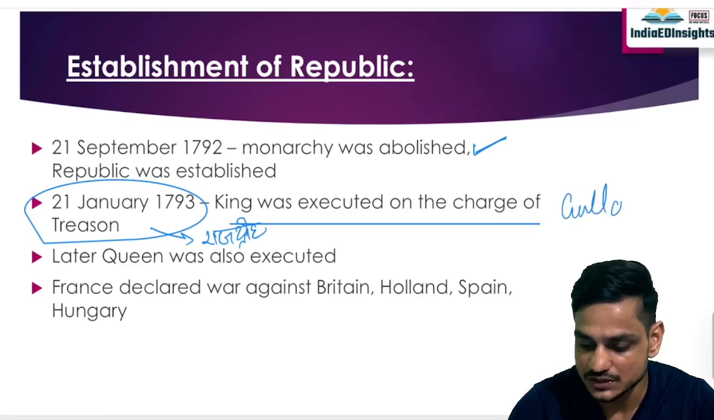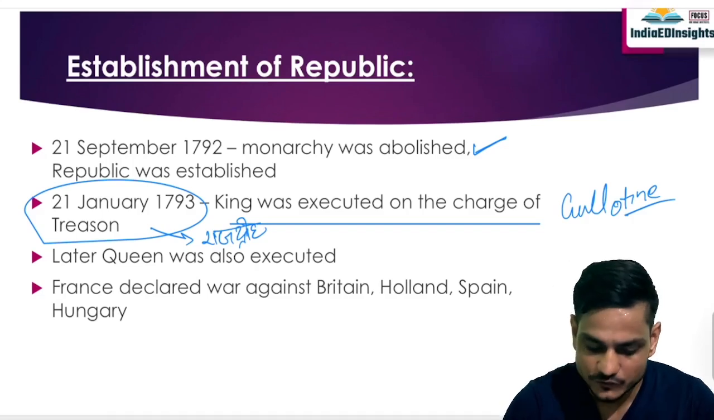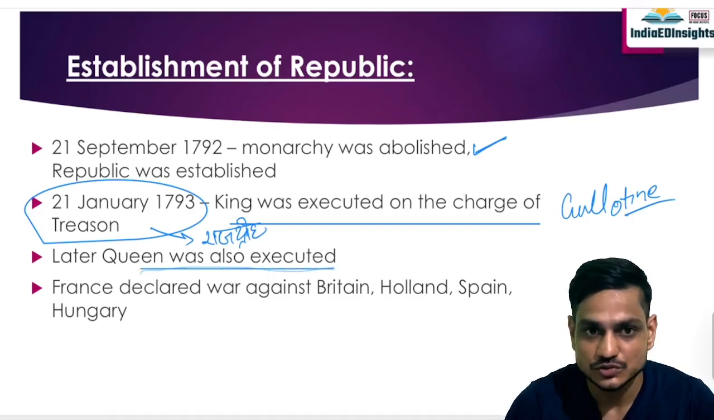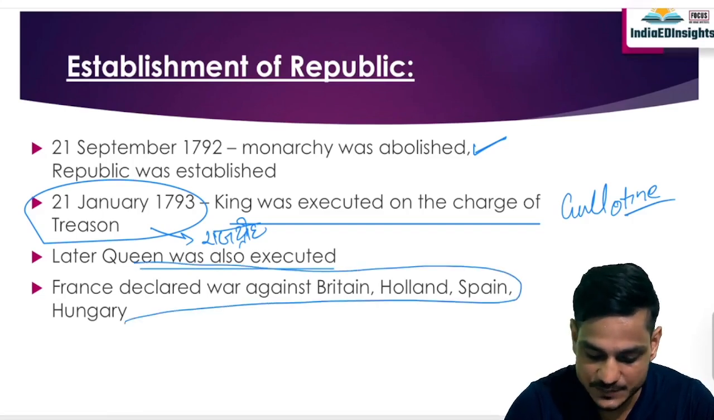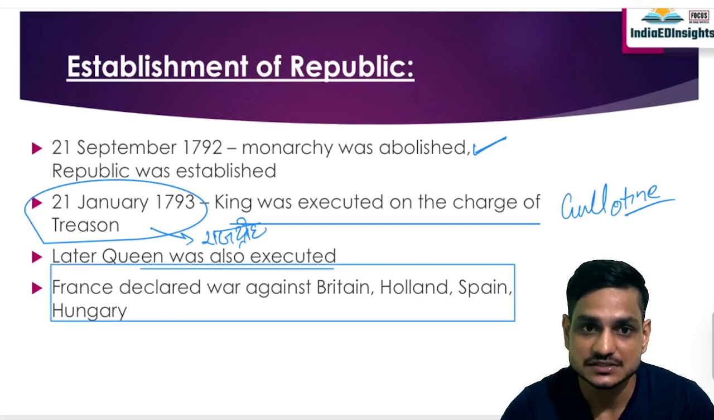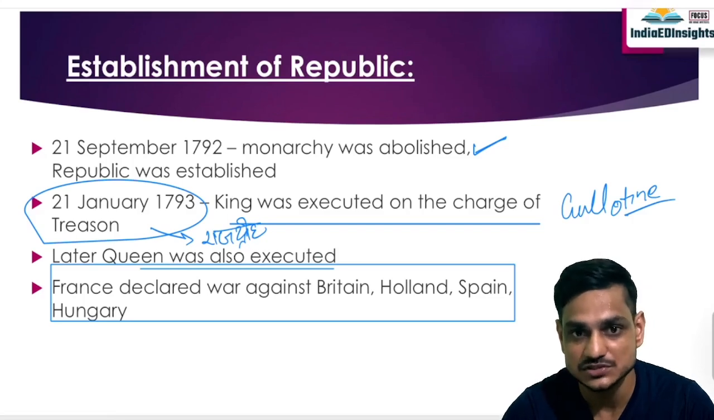Now I will show what a guillotine is. So guillotine is a process to kill someone. Later the Queen was also executed. The Queen was also guillotined. France declared war against Britain, Holland, Spain and Hungary. After guillotining the king, France under the leadership of Maximilien Robespierre launched the war against Britain, Holland, Spain and Hungary.